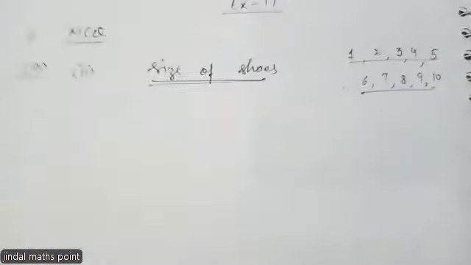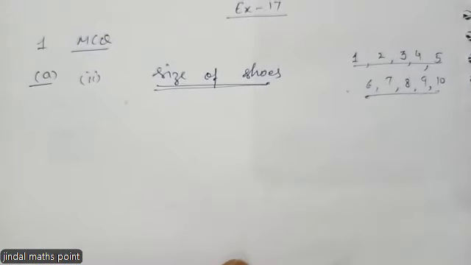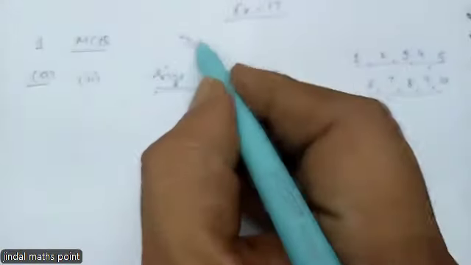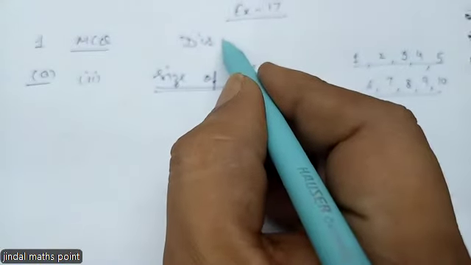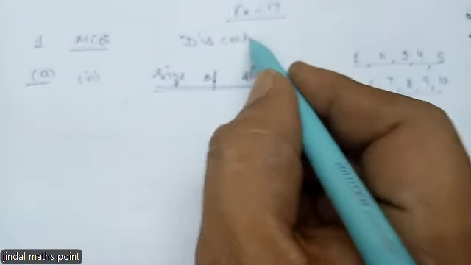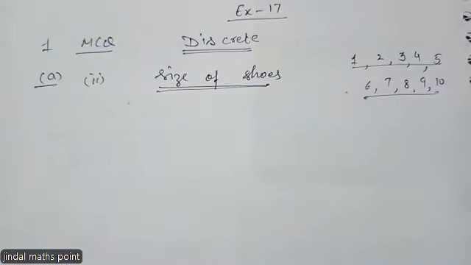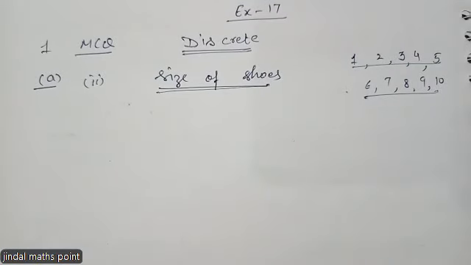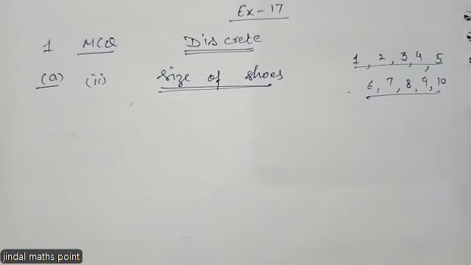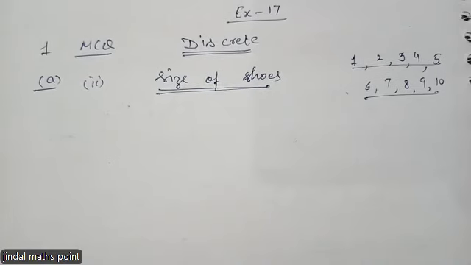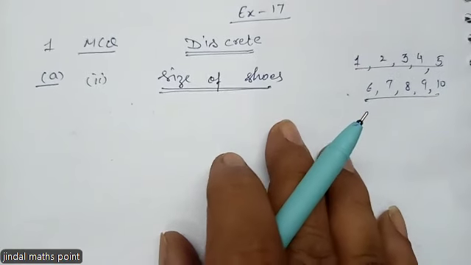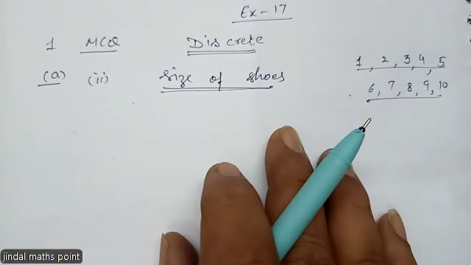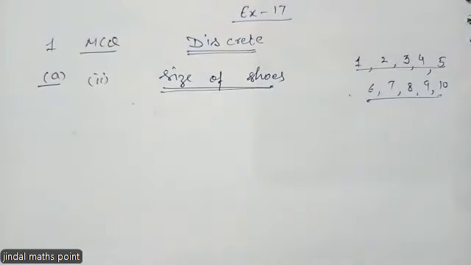First of all, tell me the meaning of discrete. What did you understand with the meaning of discrete? It's only natural numbers. Yeah, only natural numbers. Okay, those are called discrete. If the value comes in decimal, that is not discrete. That is continuous. Okay.